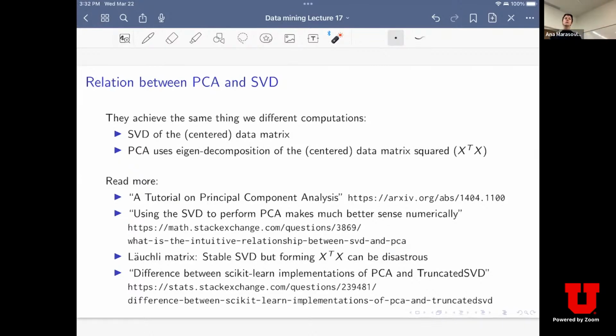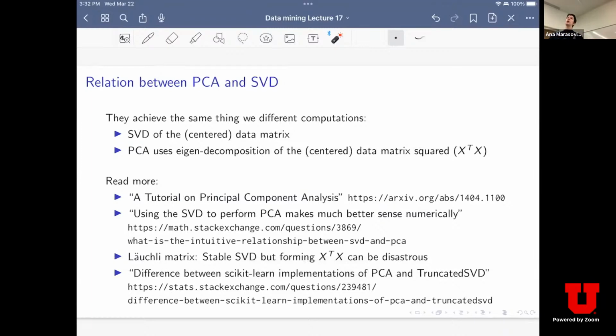And you would be right to say that these two things are achieving the same thing. We are finding these most important directions and we are projecting to them, but the way we go about it is slightly different. With SVD, we have our centered data matrix, and we directly apply SVD to this data matrix. With PCA, we use eigendecomposition, and we do not apply it directly to our data matrix. We apply it to the product of the data matrix with its transpose. So there are these slight differences.